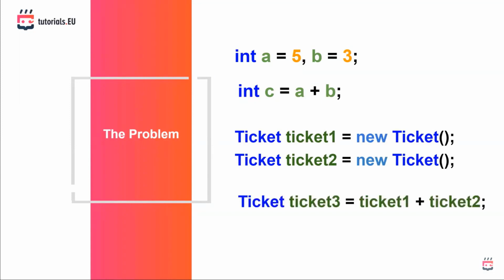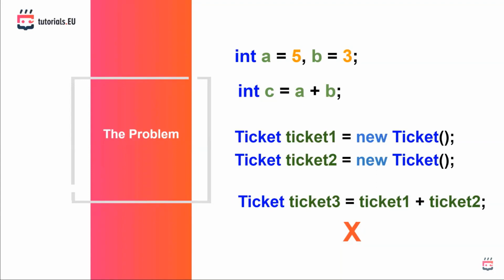Naturally, we can't just add two tickets using the plus operator, because the compiler won't know how to add these two tickets exactly. Do we want to add the time of the creation? Do we need to create a new ID for the third ticket object? In our case, when we add two ticket objects, we want to have a third ticket object with its duration equaling ticket 1 duration plus ticket 2 duration.